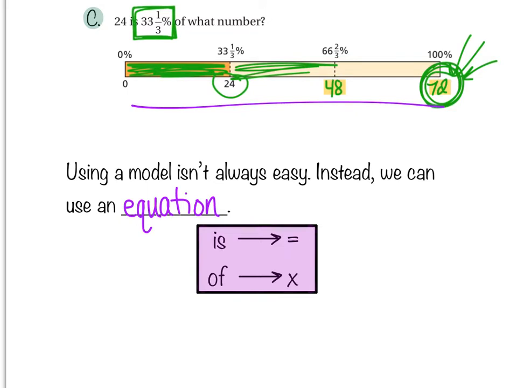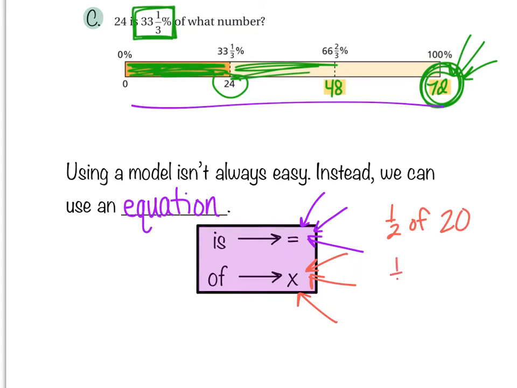And to do that, we need to know two things. We need to know that the word "is" in math means equals. So that one makes sense because if I said the answer is 12, then it equals 12. The one that may be new for us, though, is that the word "of" means to multiply. So think about this. If I asked you to take half of 20, you would tell me my answer is 10.